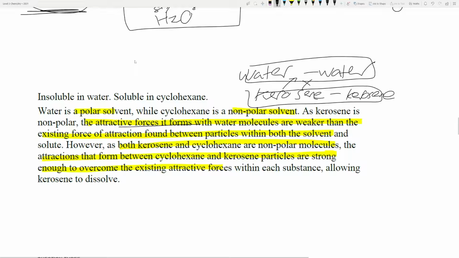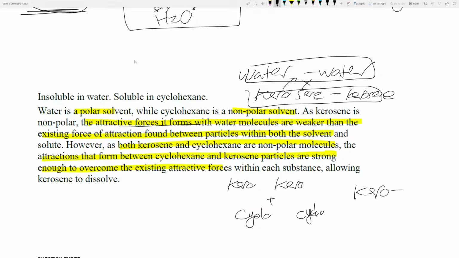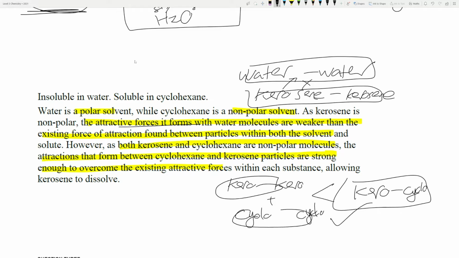That just means right now we've got kerosene, and we've got cyclohexane. If we mix these two together, then we can have kerosene mixed with cyclohexane. This is stronger than what we had before, and that will dissolve. So it's very important: don't just talk about like dissolves like. You actually need to understand that when something dissolves, it's because the newly produced force of attraction is stronger than what you had before, and that is why they dissolve. It's very, very important.